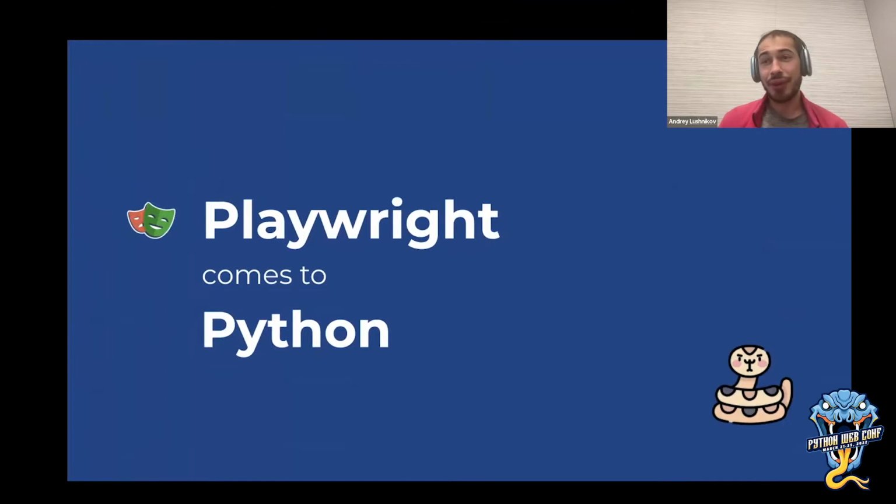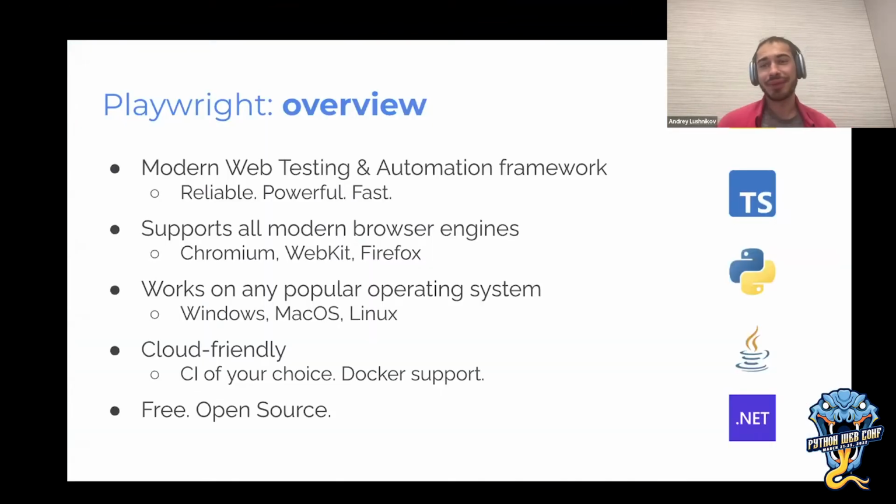So first and foremost, what is Playwright? Well, Playwright is a modern web testing and automation framework, which basically means that whatever you can do in a browser with your keyboard and mouse, you can also do in code with Playwright. It is reliable, powerful, and fast, and it supports all the modern browser engines, which today in the modern web are Chromium, WebKit, and Firefox. And the cool thing is that you can drive these browsers on all of the operating systems that are widespread today, such as Windows, macOS, and Linux.